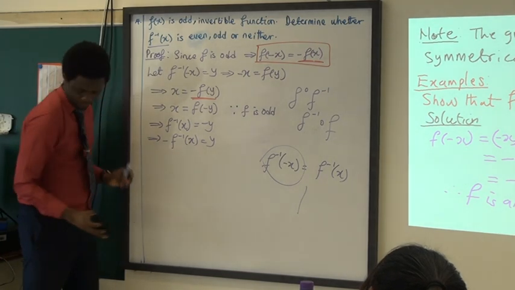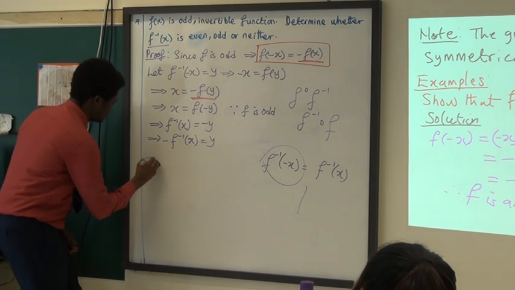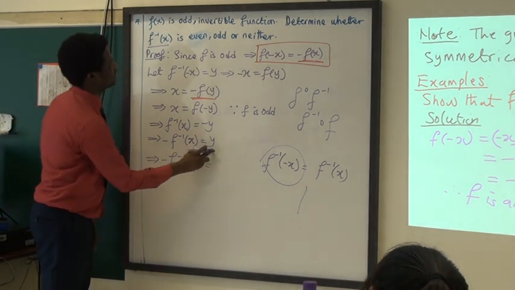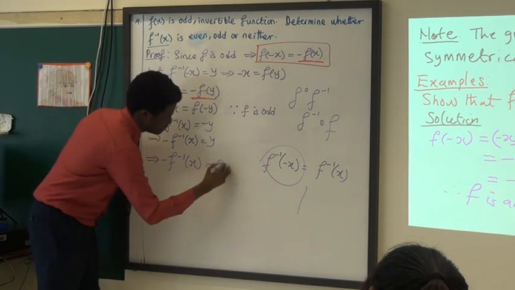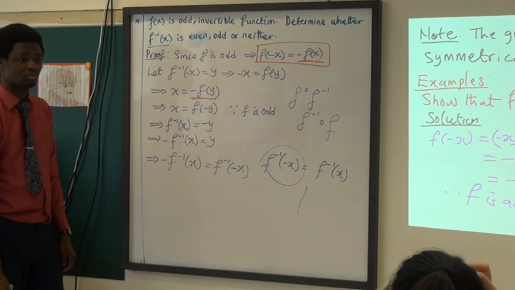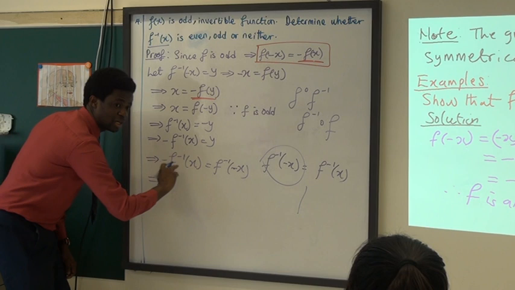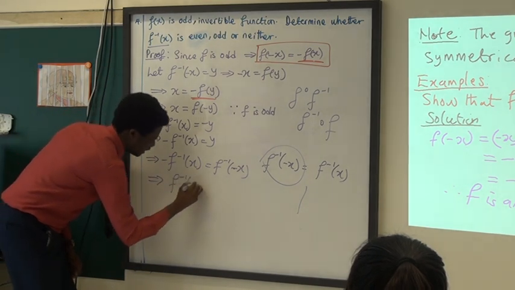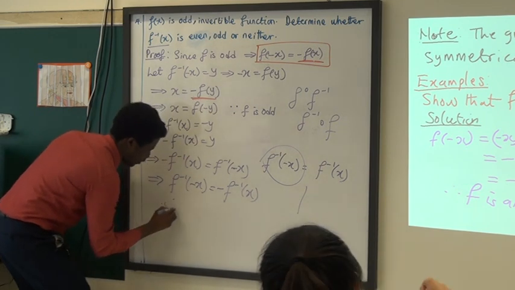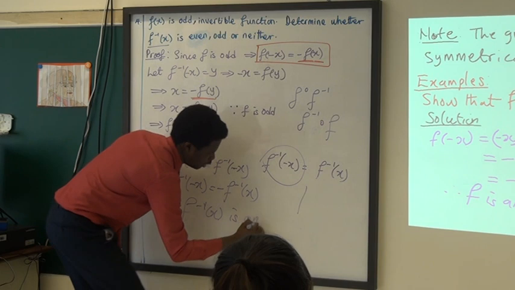And then we can show that f inverse of negative x equals minus f inverse of x equals, what is y? F inverse of negative x. Is this what we want to achieve? Yes. So what is the conclusion? I write it as f inverse of negative x equals minus f inverse of x. Therefore, f inverse of x is an odd function.